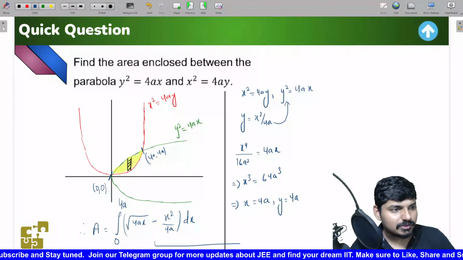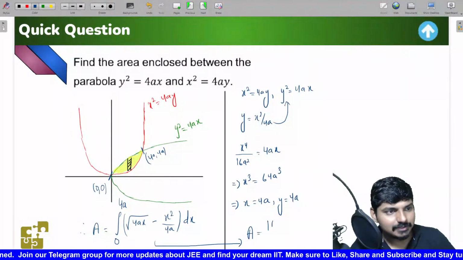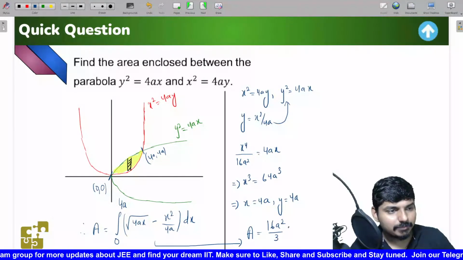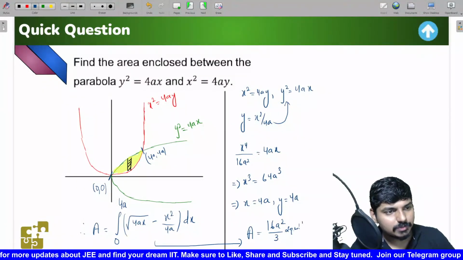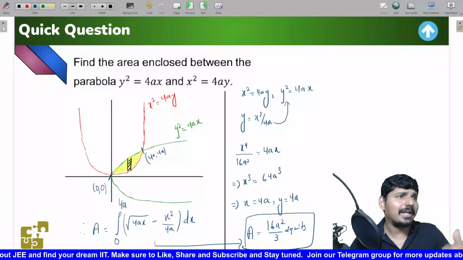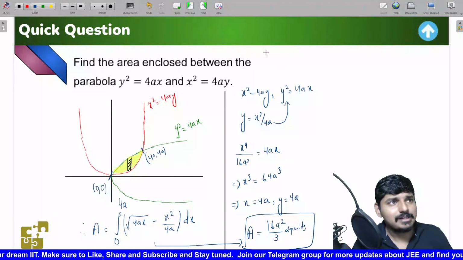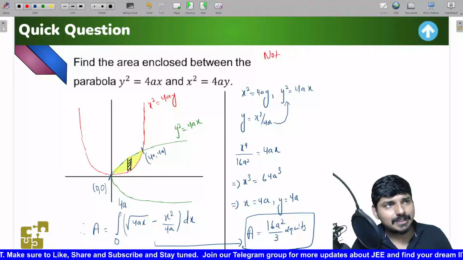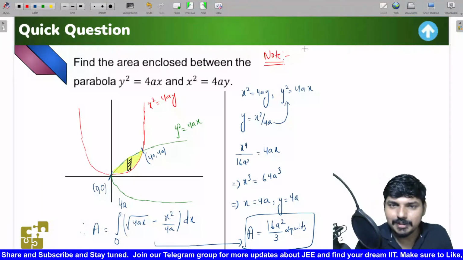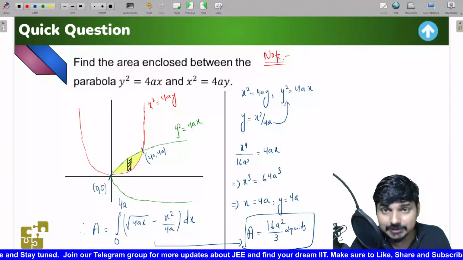If you solve this, the answer you're going to get, the area, is simply going to be 16a square by 3 square units. So this is the solution. In fact, you can remember this as a formula. Let me write it down here as a note. Sometimes in the state level engineering examinations where you have only 1 or 1.5 minutes to do a question, this type of formula can be used.